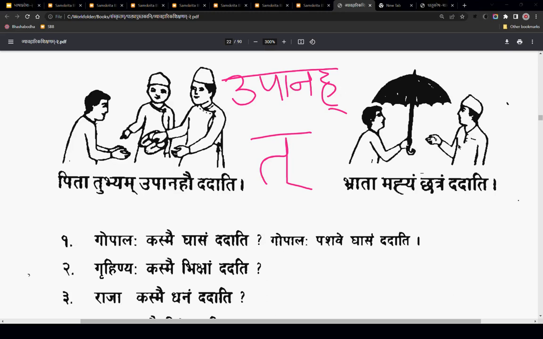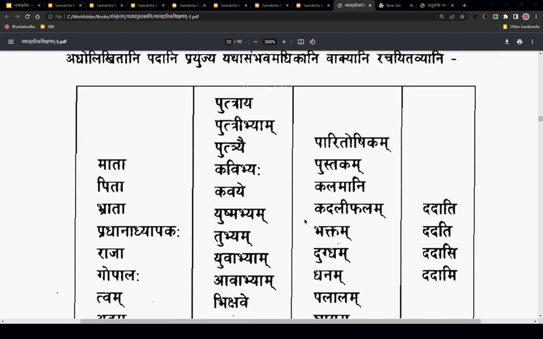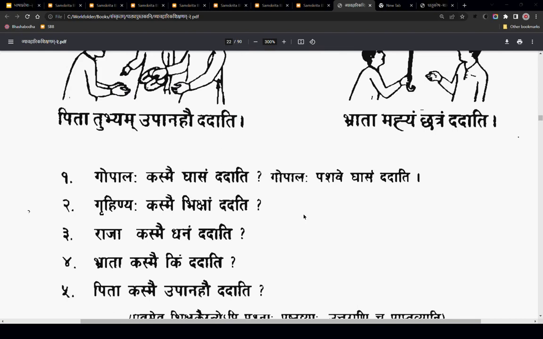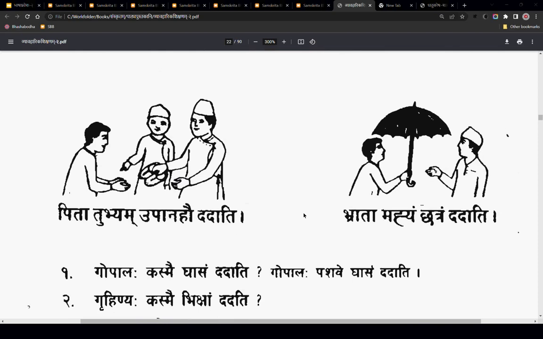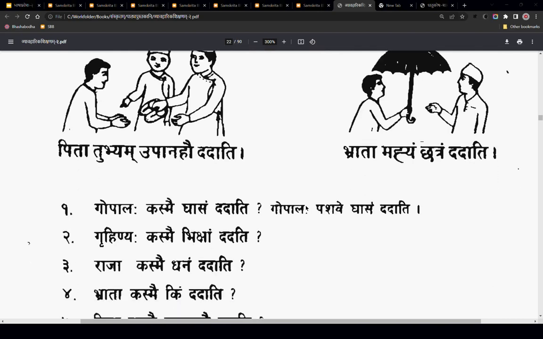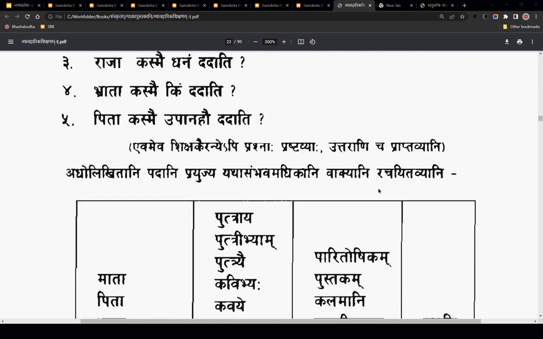So yeah, this is a nice word, good word to use. Does it mean these slippers or shoes, something you put on the feet? Yes. Mahyam chatram dadati. Okay, these are easy. Kasmai, kim dadati, upanaham dadati, etc.